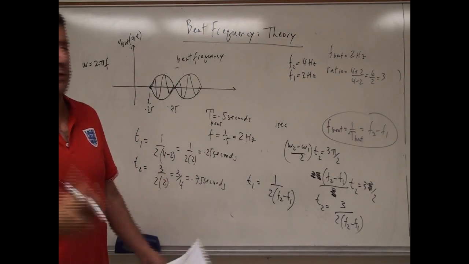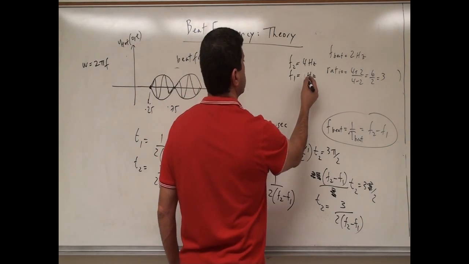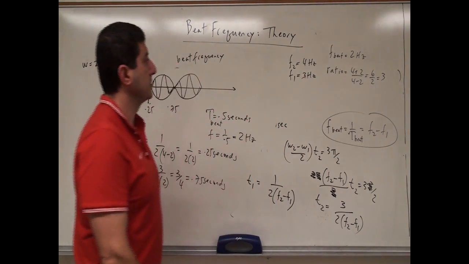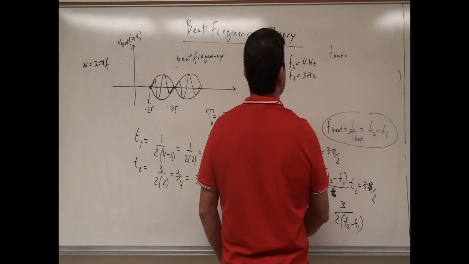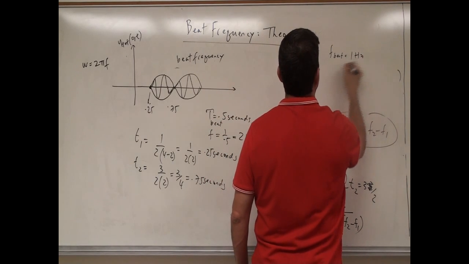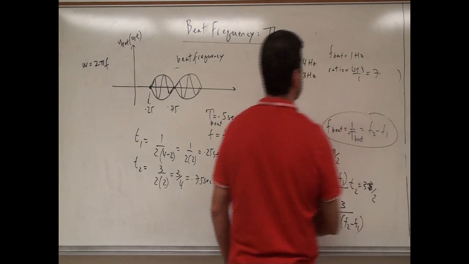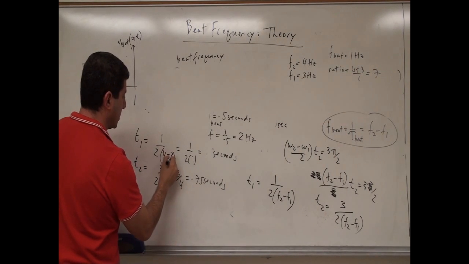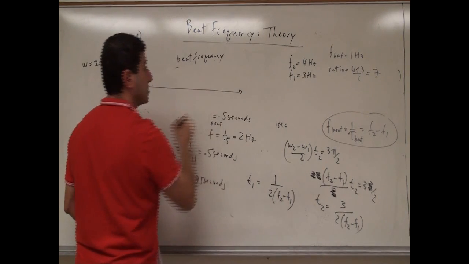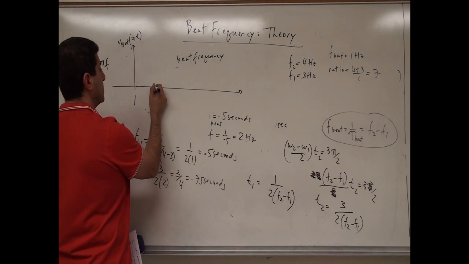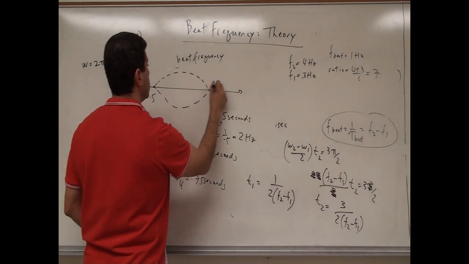And then you can do any kind of combination like that. You can do a 4 and 3 combination, right? And then what will that be? The beat frequency will be 1 hertz. The ratio will be 4 plus 3 over 1, which is 7. t1 is going to be 1 over 2 times (4 minus 3), so it's going to be 0.5 seconds, right? So in that sense, it's similar to the previous one, where it started at 0.5, and then you got the bigger envelope, like this.